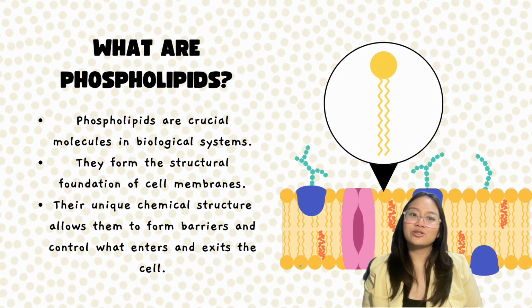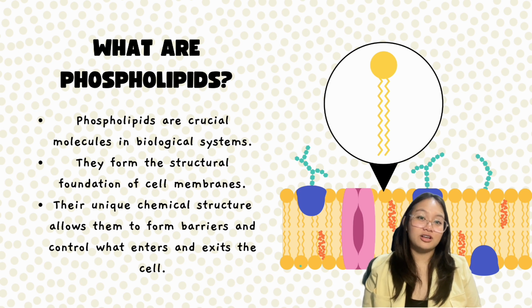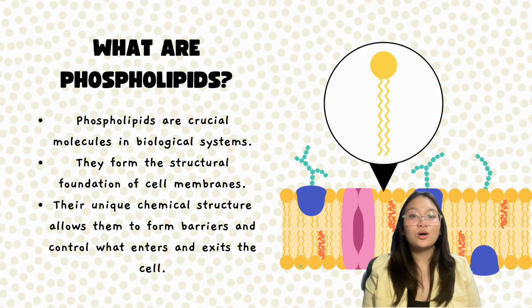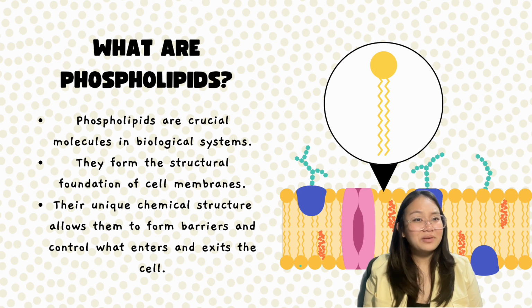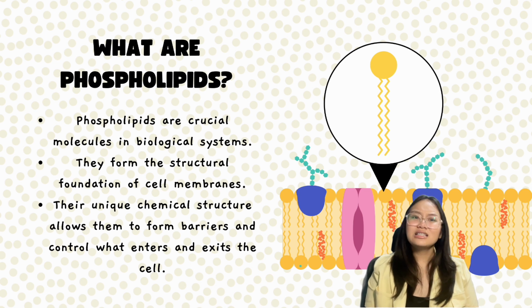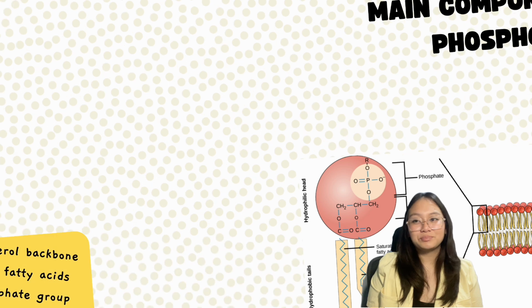So the diagram shows a simple model of a phospholipid. So the small circle on top represents the polar head, while the two long tails represent the non-polar fatty acid chains. And it's this combination of parts that gives the phospholipid its unique properties. With that being said, let's break that phospholipid down into its basic parts.